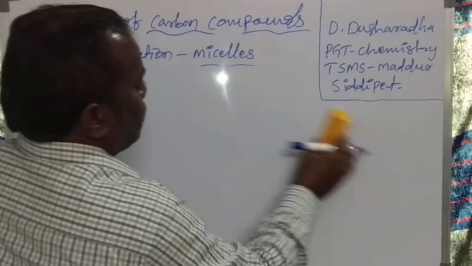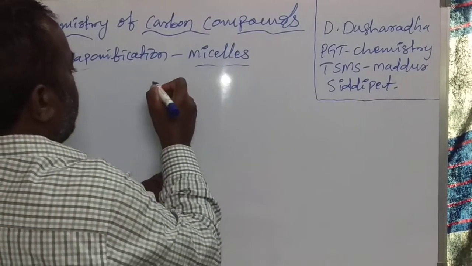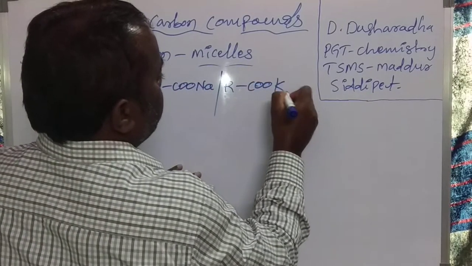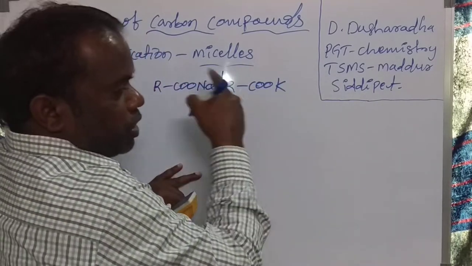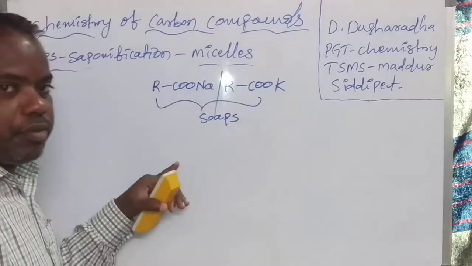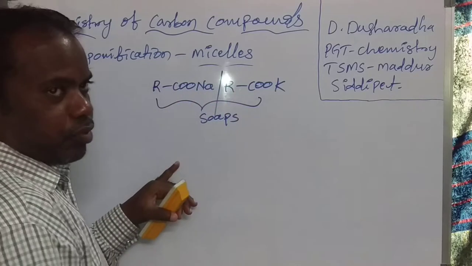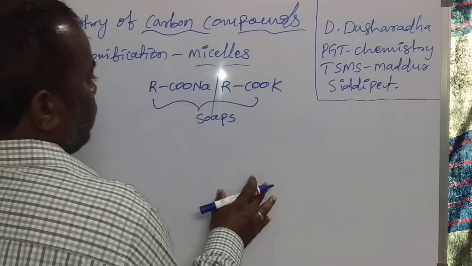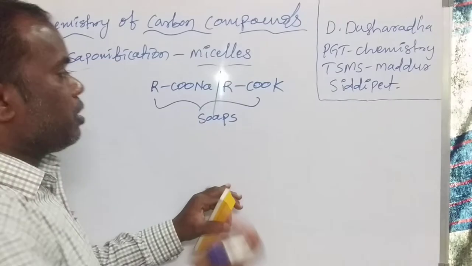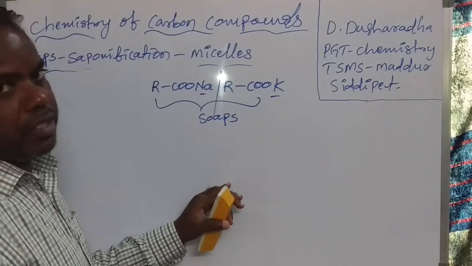Soap is a salt, a higher fatty acid salt, RCOONa or RCOOK. Sodium salt of carboxylate and potassium salt of carboxylate, these two are soaps. The sodium salt or potassium salt of higher fatty acid is called soap. The general formula for soap is RCOONa or RCOOK. Na and K are both first group elements.